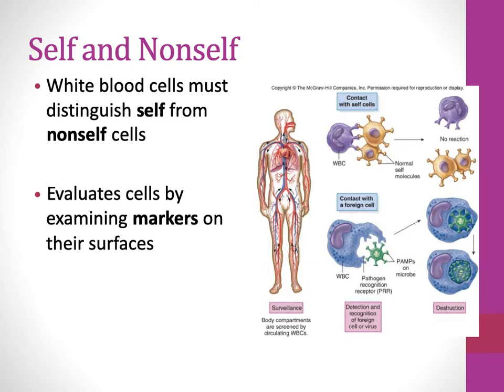So there are receptors that are specific to pathogens. There are receptors specific to damaged cells. And then you have barcodes on your own cells, like your liver cells, your skin cells. And so again, white blood cells, leukocytes, and lymphocytes would be able to distinguish between self and non-self. And again, it's through these surface markers that they do that.